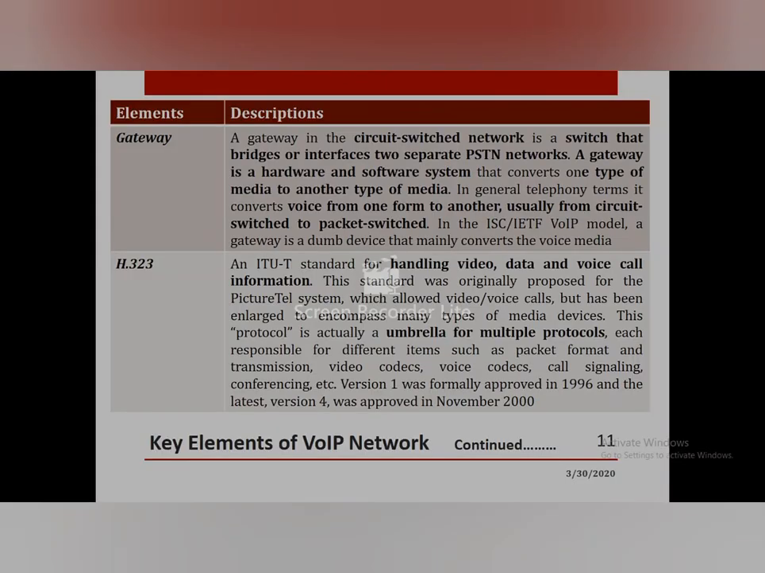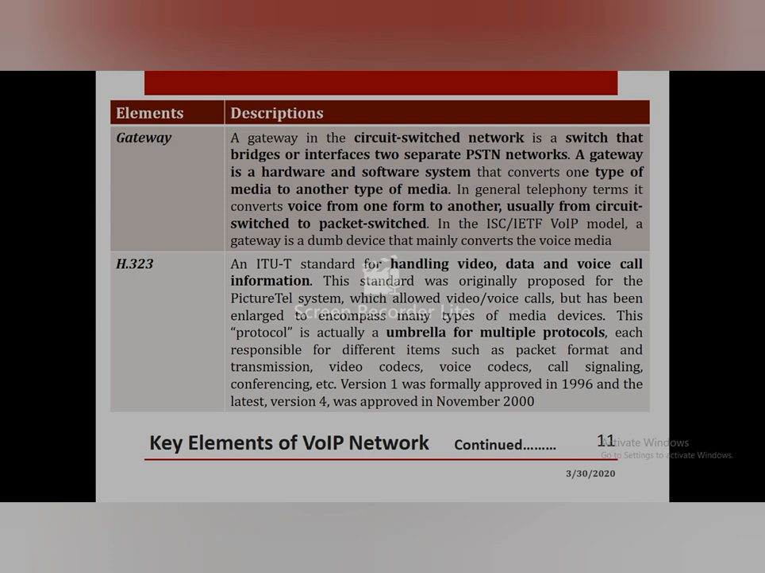Here's the gateway. A gateway is a circuit switched network, a switch that bridges two separate PSTN networks. A gateway is a hardware and software system that converts one type of media to another type of media. That means it converts voice to video signal or video to voice signal, from one circuit switch to packet switch. H.323 is an ITU standard for handling voice, video and data for call information.